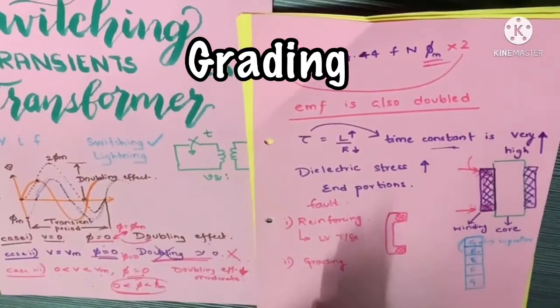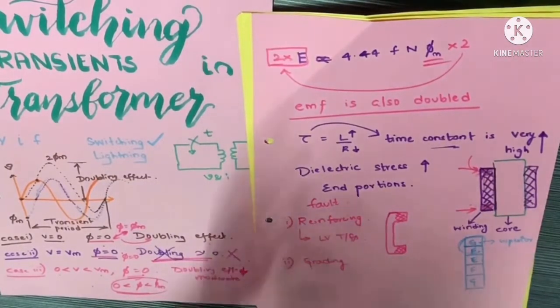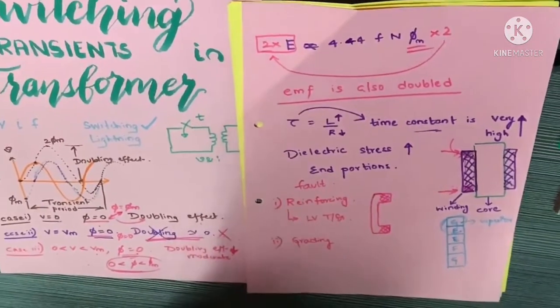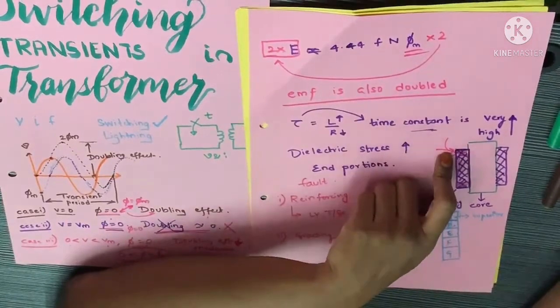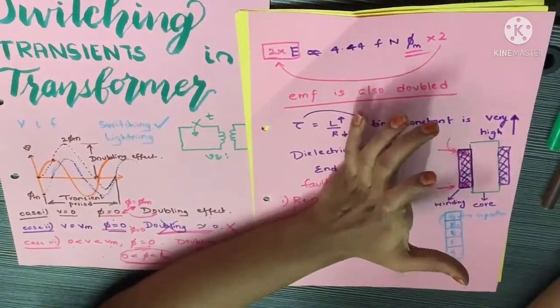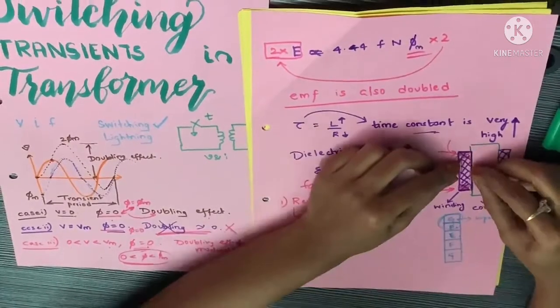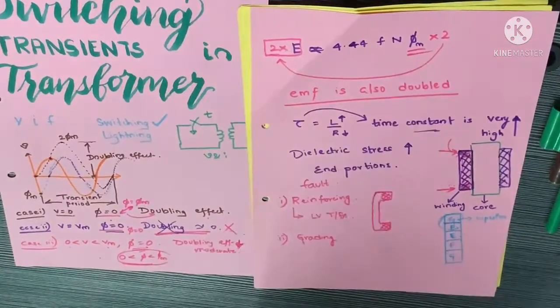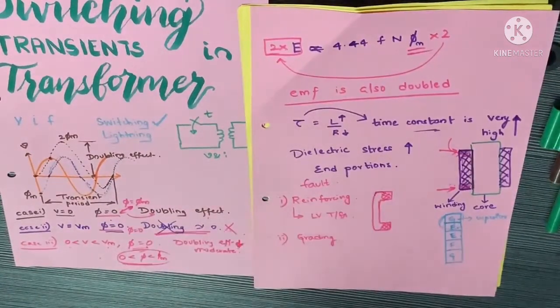In this way we are avoiding the localized damage that occurs in the end portions of the transformer due to the dielectric stress caused by the switching transients. Almost 80% of these impulse EMFs are induced in the 5% of the extreme end winding portions rather than the complete winding. These impulse EMFs are non-uniformly induced in the winding, and their levels decrease as we go to the inner winding. So we have to design the transformer to withstand these high fluxes caused by this doubling effect, and so we have to go for either reinforcing or grading.